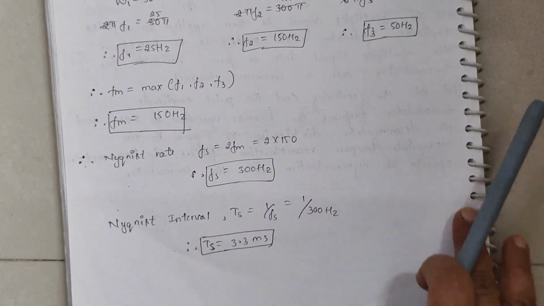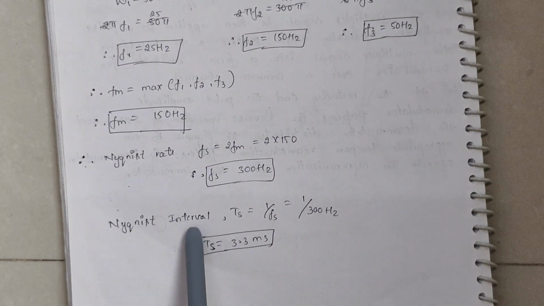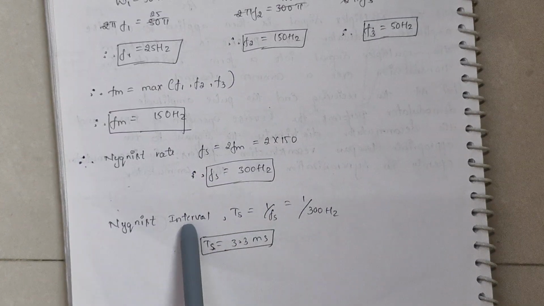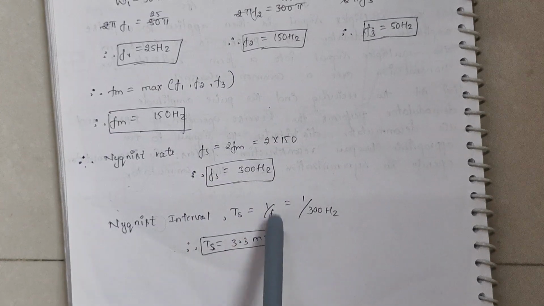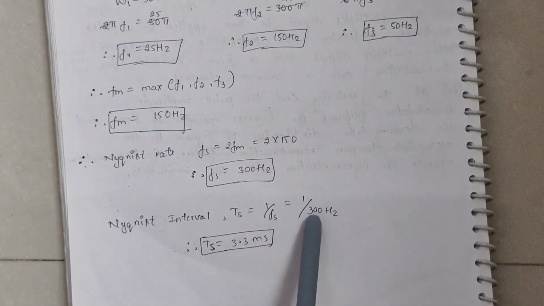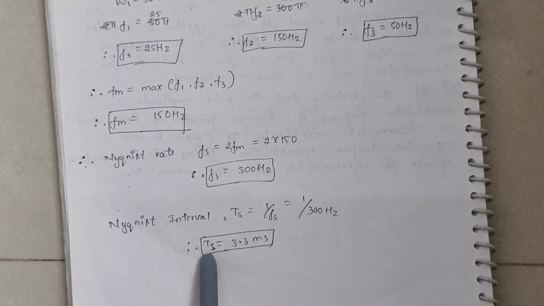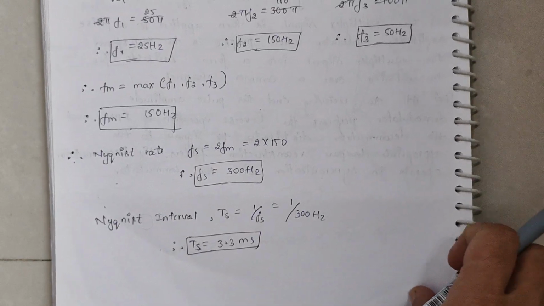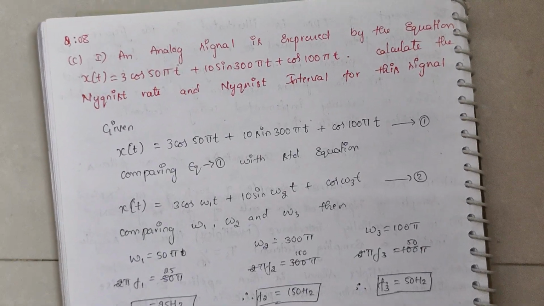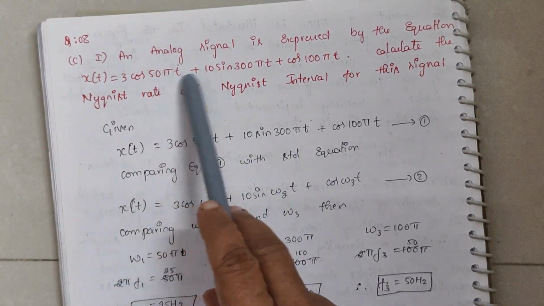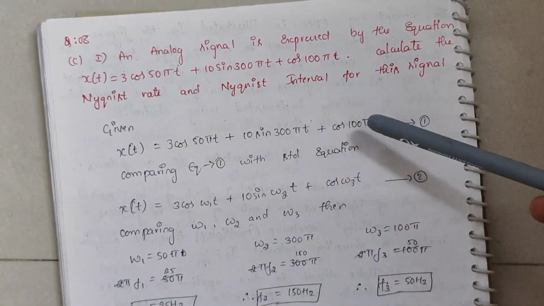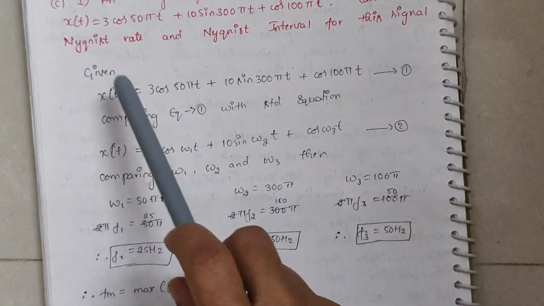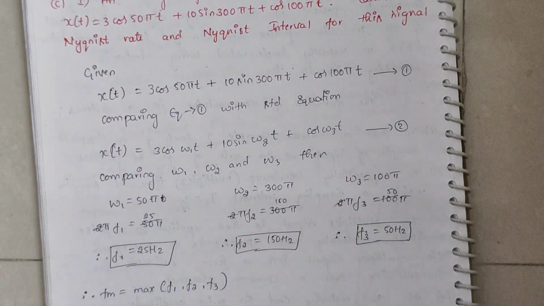We have to find out the Nyquist interval. We know that time is inversely proportional to the frequency. Nyquist interval Ts is 1 by Fs. Fs is 300 Hertz. 1 by 300 Hertz, that is, Nyquist interval is 3.3 millisecond. It is a very simple problem. In a similar way the problem will be asked. Maybe the equation will be different. Always compare the given equation with the standard equation and easily you can find out the Nyquist rate and Nyquist interval.